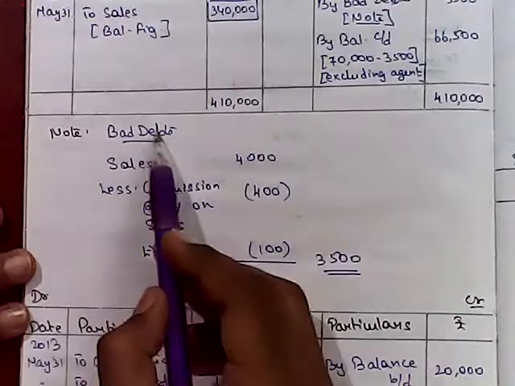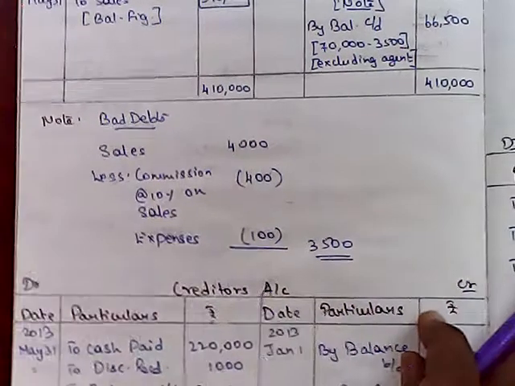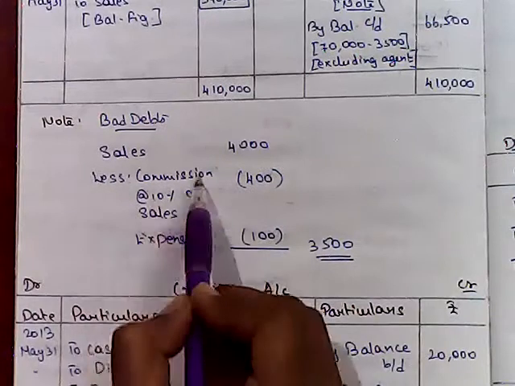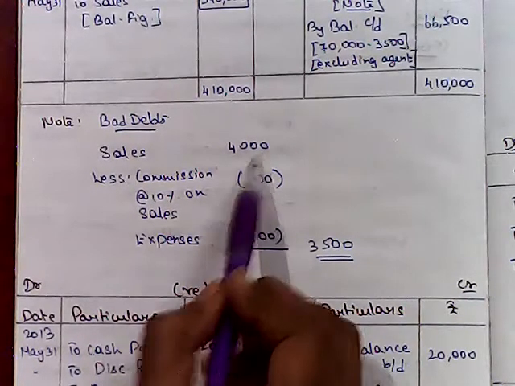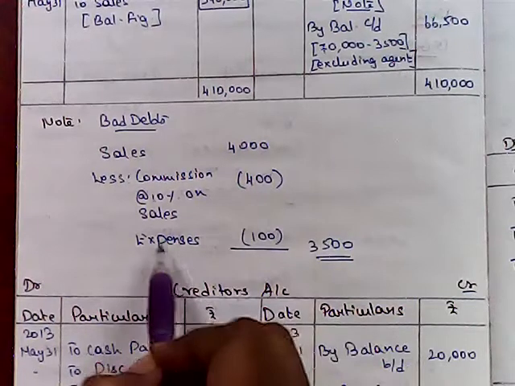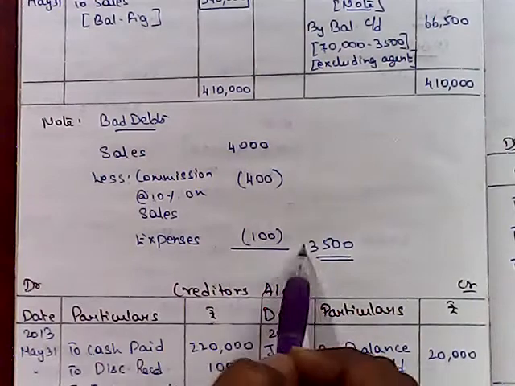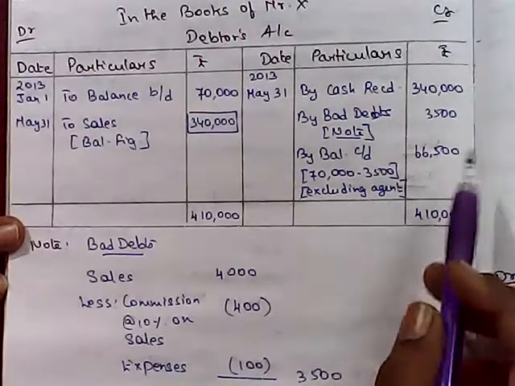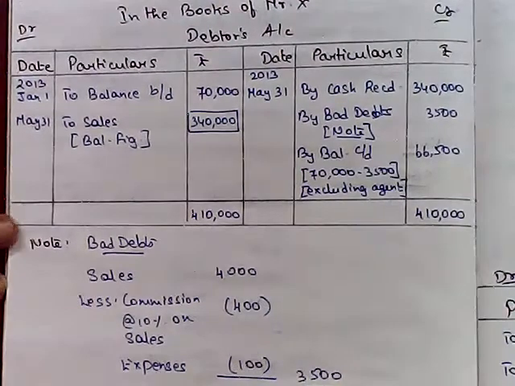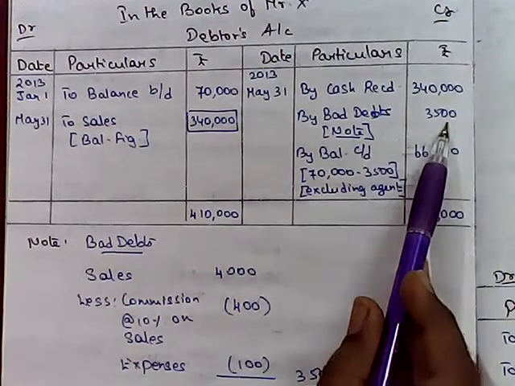Now here we are going to calculate the bad debts amount. Sales is 4,000, which is given, less commission at 10% on sales, that is 10% on 4,000, which is 400, and less expenses, which is 100. So 4,000 minus 500 is 3,500. This is the bad debts amount, so we take it to the credit side, which is 3,500.